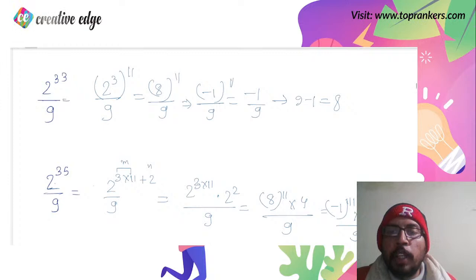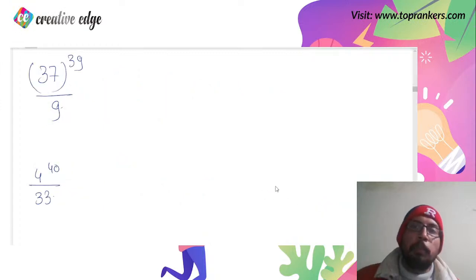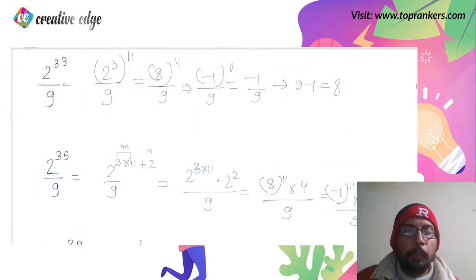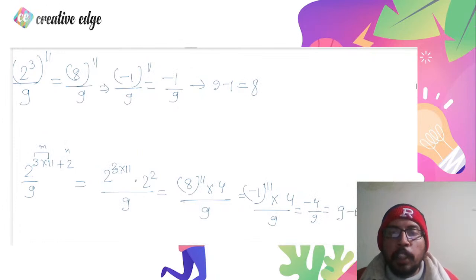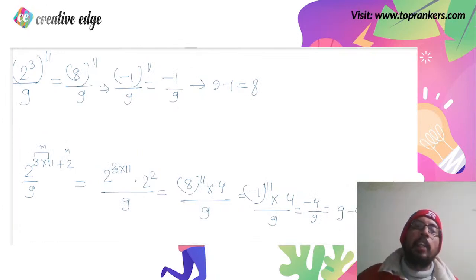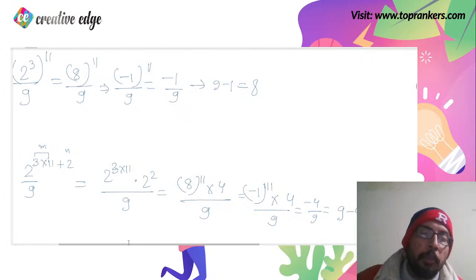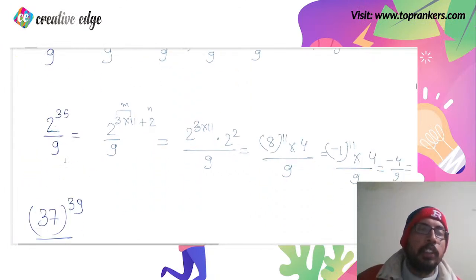So I will be getting 9 minus 4, that is 5 as my remainder. I hope you have understood this.